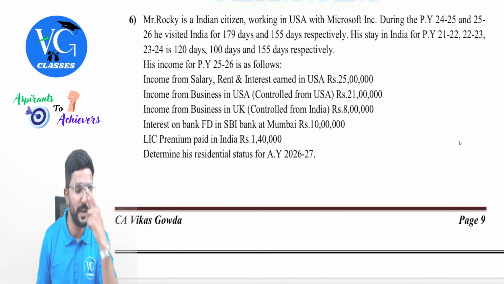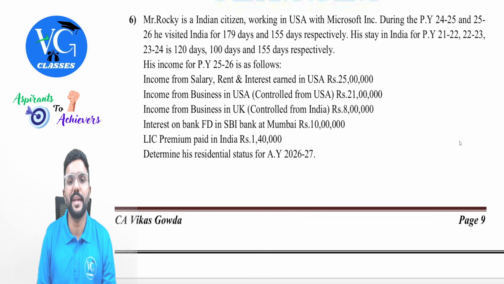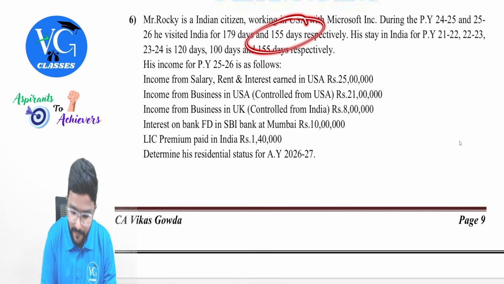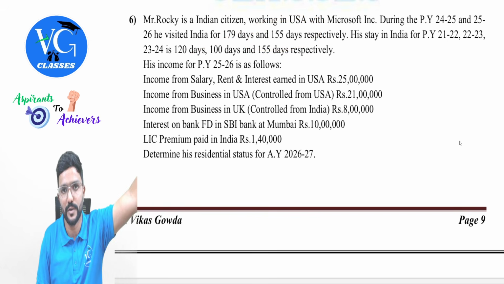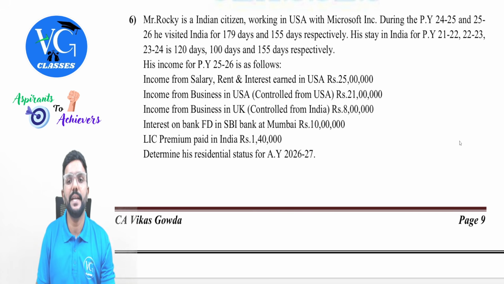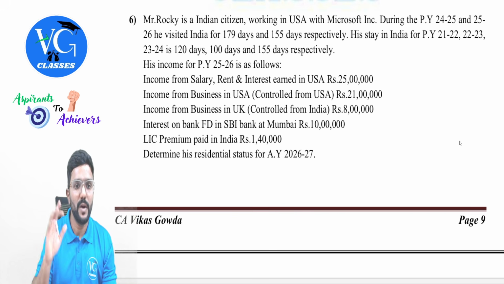Yes, question number 6, quickly. Mr. Rocky is an Indian citizen working in the USA with Microsoft Incorporation during the previous years 24-25 and 25-26. He visited India for 179 and 155 days. First, I need to lock how many days he was in India during the previous year. 155. First condition already ruled out, guys. His stay in India for the previous years is 120, 100 and 155 days respectively.